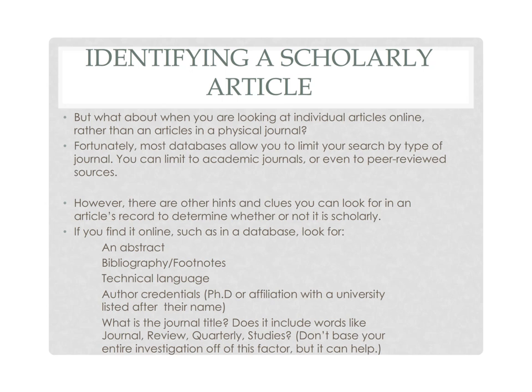But in many cases, you will be looking at individual articles online rather than flipping through articles in a physical journal. Fortunately, if you are searching for articles in a database, most databases allow you to limit your results by academic journals or even specifically to peer-reviewed sources. However, there are other hints and clues that you can use in article records to help determine whether they are a scholarly peer-reviewed journal or not.